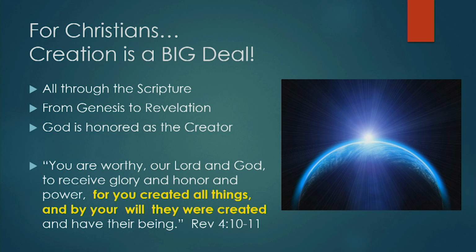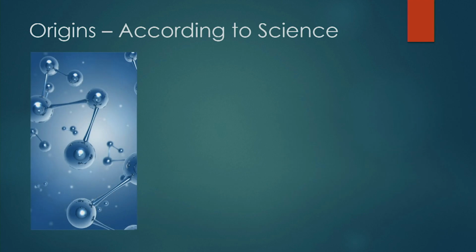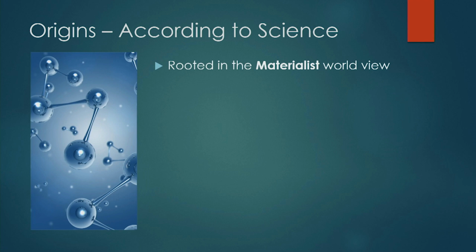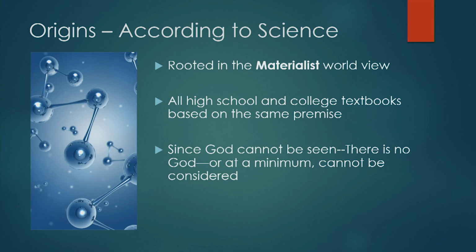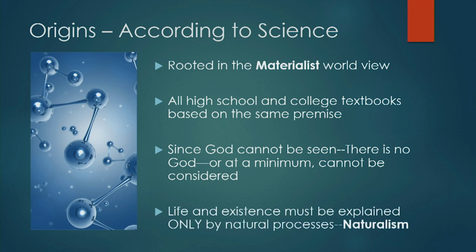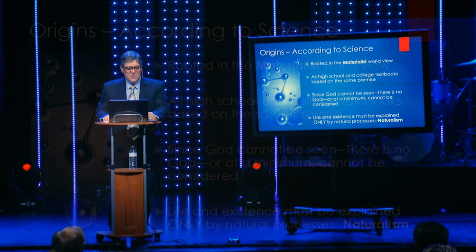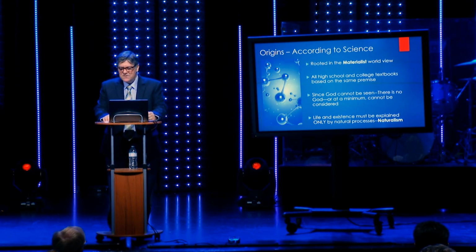And so when you look at origins, according to science, origins is rooted in the materialist worldview. And this is the view that governs all your high school and college textbooks. It's based on the same premise, that since God cannot be seen, there is no God, or at a minimum, he cannot be considered. Life and existence must be explained only by natural processes, also known as naturalism. Now, this is a view that nothing exists except chemicals and matter. Even our sense of consciousness is nothing more than chemical interactions and electrical impulses in the brain. There is no soul that is separate from our bodies, according to the materialist worldview.